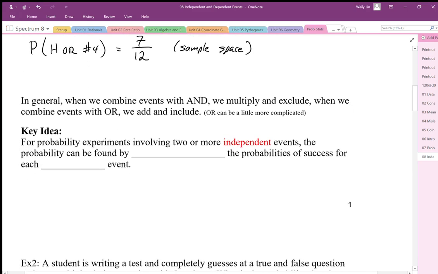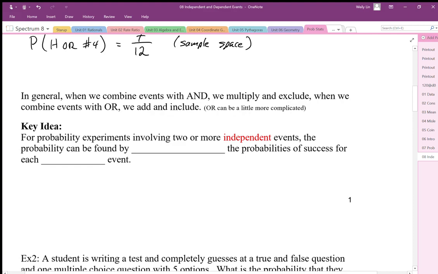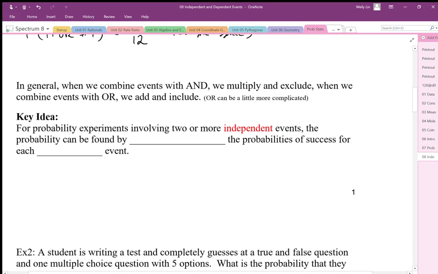These are the ones we're only going to work with, the AND form of these independent events. So this is a key idea: for the probability of experiments involving 2 or more independent events, we can find the probability by multiplying the probabilities together. So multiplying the probability of success for each consecutive event.